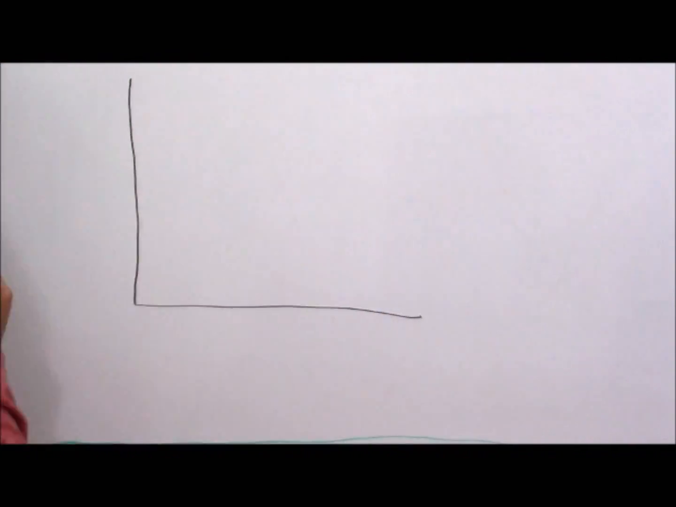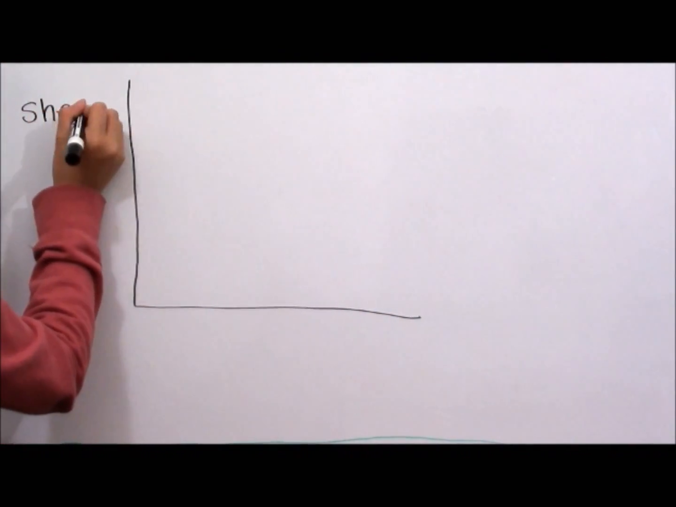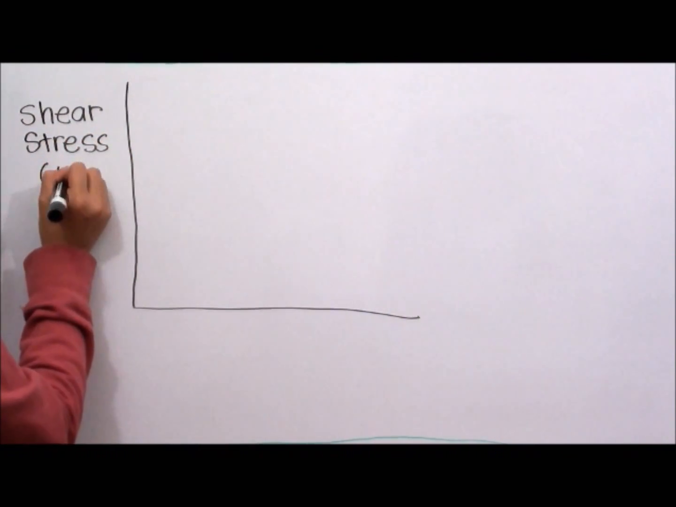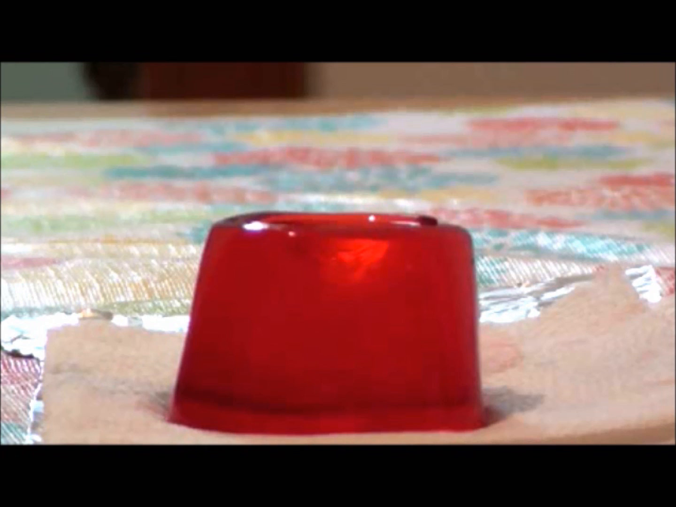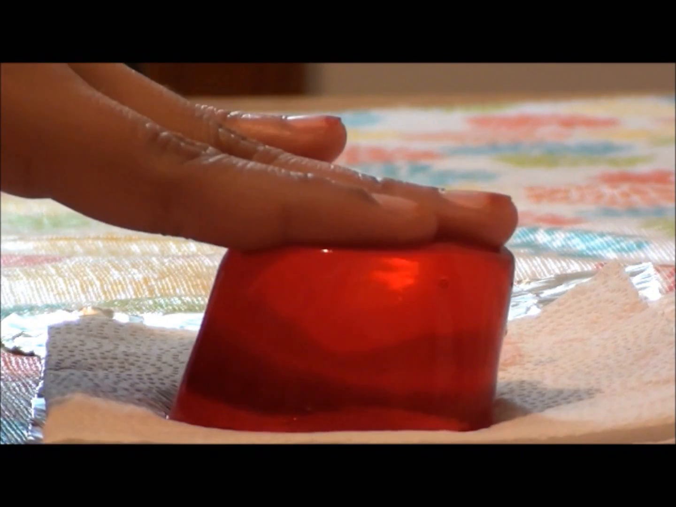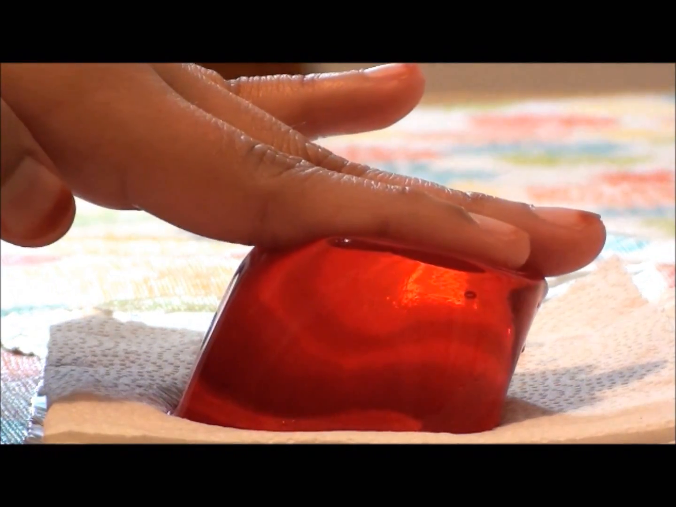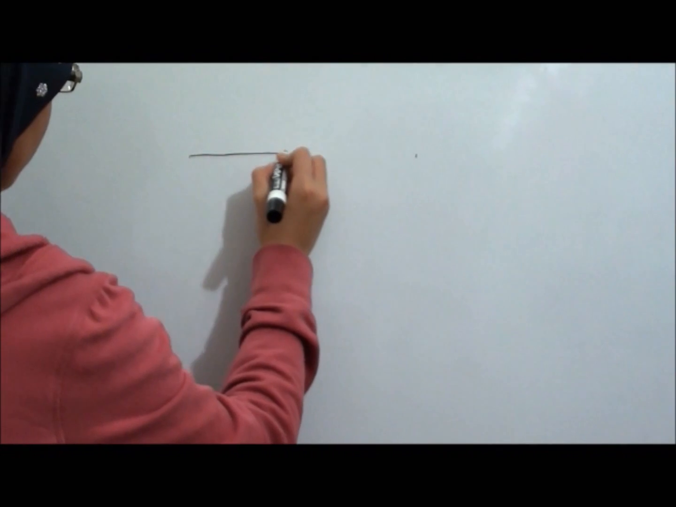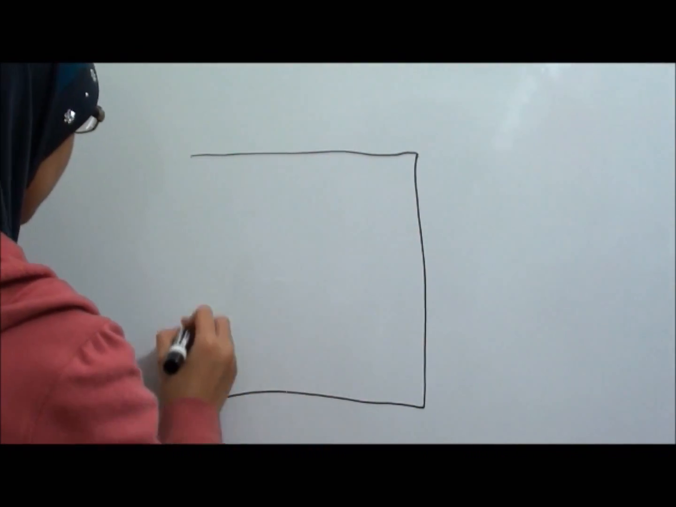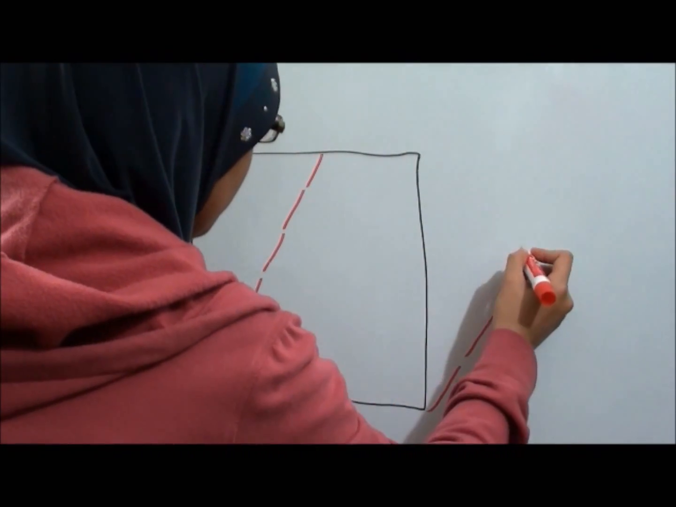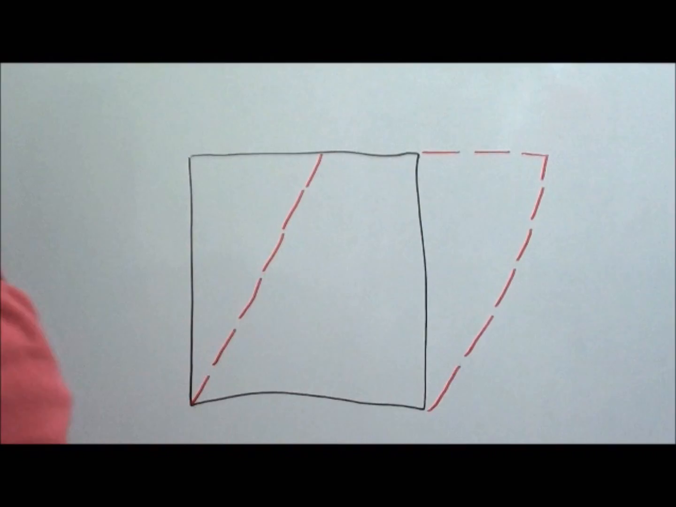Let's take a look at this graph. On the y-axis is the shear stress. Shear stress is force acting on a component per unit area. In order to understand more about shear stress, let's take a look at this demonstration. A shear stress is applied to the top of the jello while the bottom is held in place. This stress causes the top of the jello to move forward and change the square shape into a parallelogram. The area that we're interested in would be the top of the parallelogram.